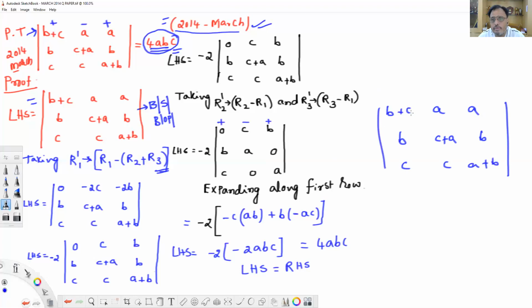I'll tell you what I'll do. In R1, I'll subtract R2 plus R3. R2 plus R3 first I'll do, because your property says that you can add, subtract, anything you can do, the value will not be disturbed. First I'll take R2 plus R3. R2 plus R3 means B plus C.